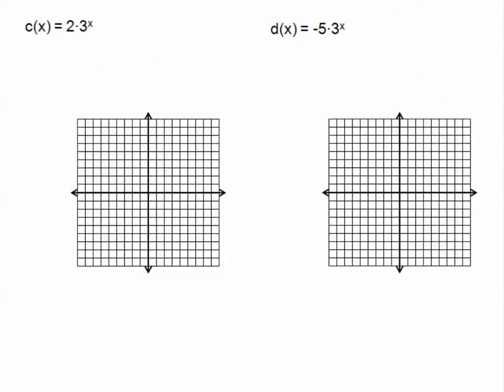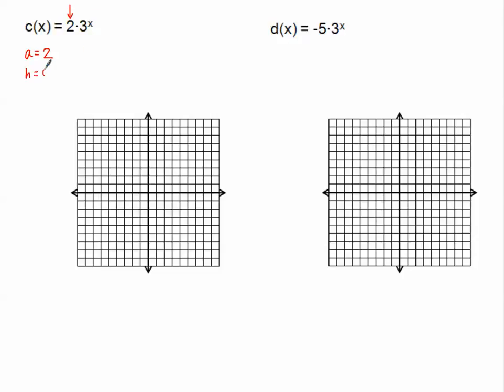Now we're going to look at c of x and d of x. These each have a value of a. H and k for both of them are 0, so we're not looking at the shifts right now. We're just looking at the value of a. So I'd like to graph this first one. A this time is a 2. And you can see that clearly because there's a 2 being multiplied to my power.